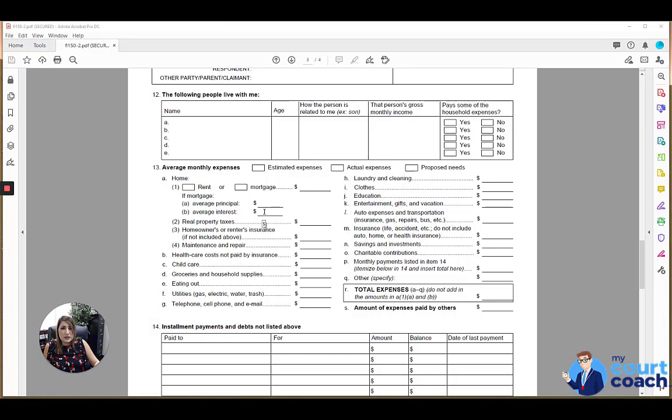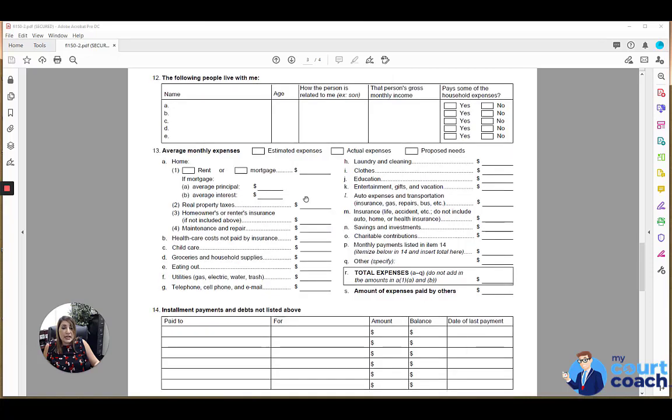A lot of times people will put the percentage. That's not very helpful. We need an actual dollar amount here. Real property taxes, same thing. It needs to be a monthly amount. I know a lot of people pay twice a year on their taxes, but you need to multiply that twice a year amount by 6, so you get an annual amount and divide by 12. Homeowners or renters insurance goes into 13.3, and you want to estimate the amount you pay on average for maintenance and repair. That goes into 13.4.